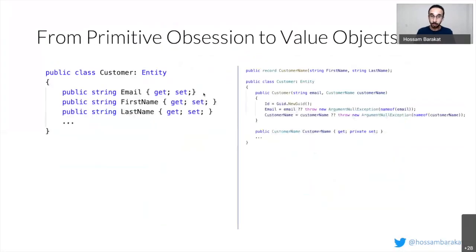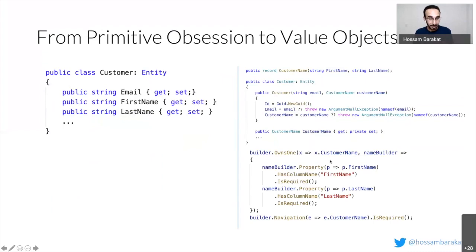We have moved away from the primitive obsession of using string for the first name, string for the last name, and moved towards value objects, which enable us to use the same ubiquitous language that our business experts are using, which also enabled us to have that C# record to represent our value object. We used the owned entities to map our properties to the same columns that we used to have previously.